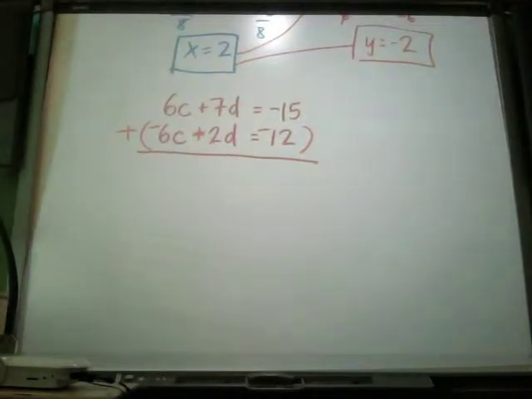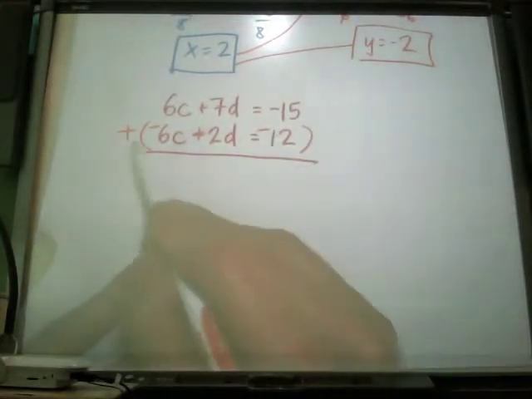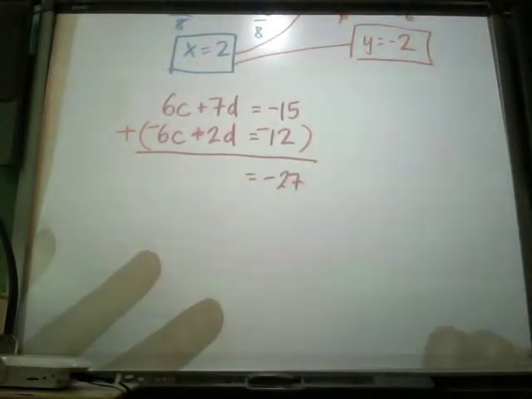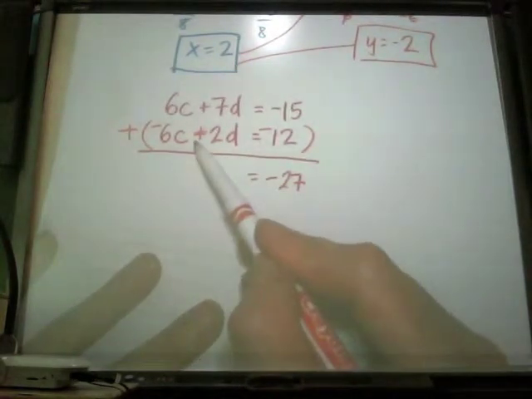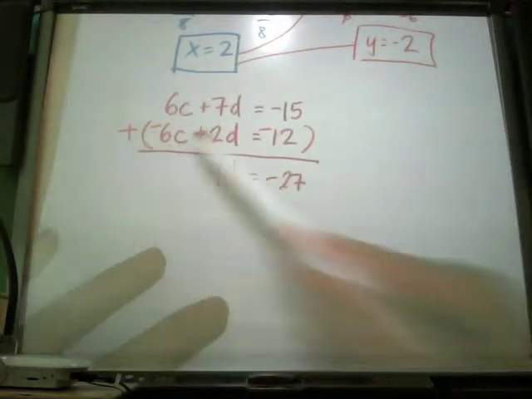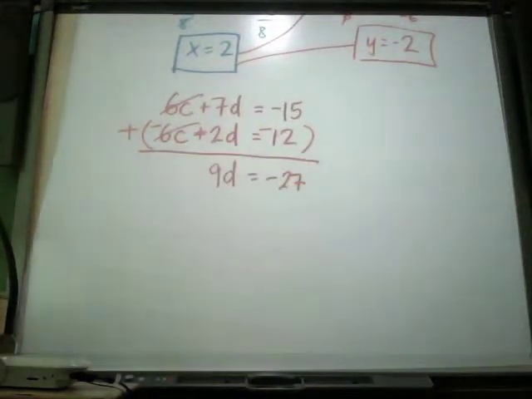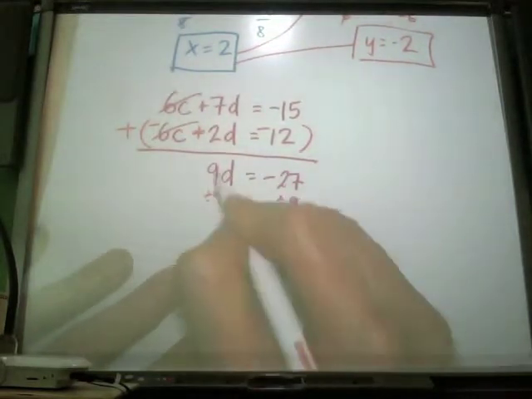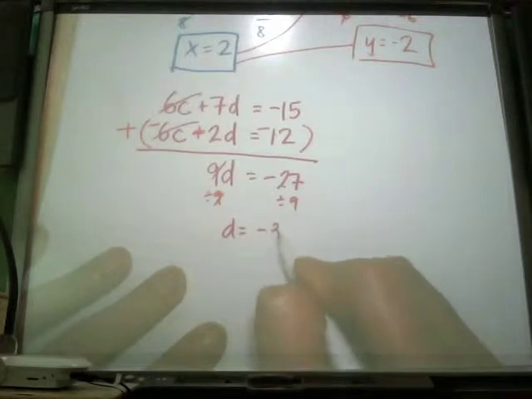And now, notice what happens. The 6 C's now have different signs. Now I'm back to addition, and I'm just going to add or combine the like terms. Negative 15, now we're on plus negative 12, negative 27. 7D, now it's plus 2D, so that's 9D. 6C plus negative 6C, they cancel out, they're gone. And now I can solve for D. 9D equals negative 27, divide both sides by 9, and I get D equals negative 3.